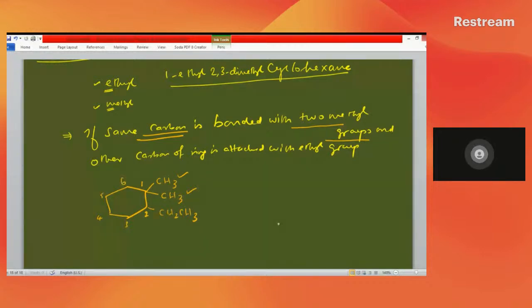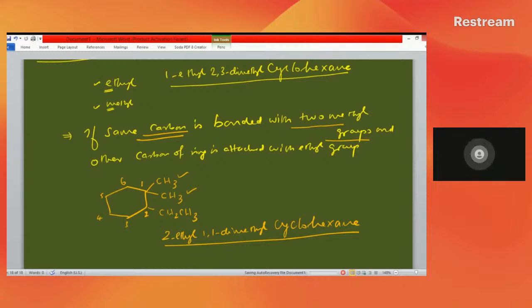So the root word, as usual, is cyclohexane. And regarding the branches, ethyl is present at the second position, and the first position has 2 methyl groups. The right name of the compound must be 2-ethyl-1,1-dimethylcyclohexane. This is the name of the compound.